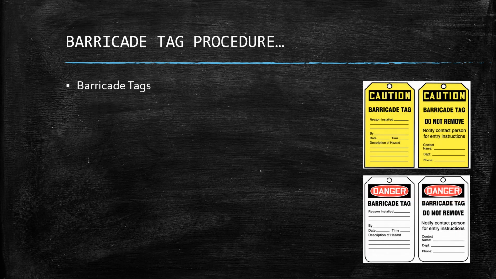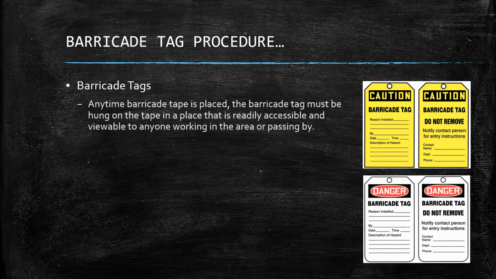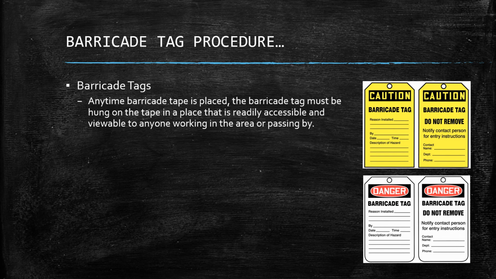In addition to barricade tape, a barricade tag is needed to identify important information pertaining to a hazard within the barricade. Anytime barricade tape is placed, the barricade tag must be hung on the tape in a place that is readily accessible and viewable to anyone working in the area or passing by.